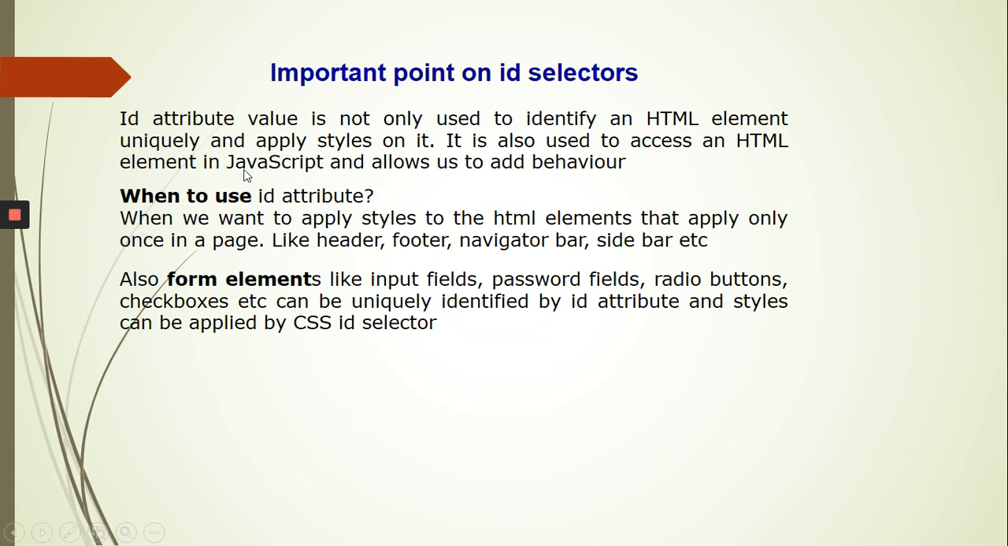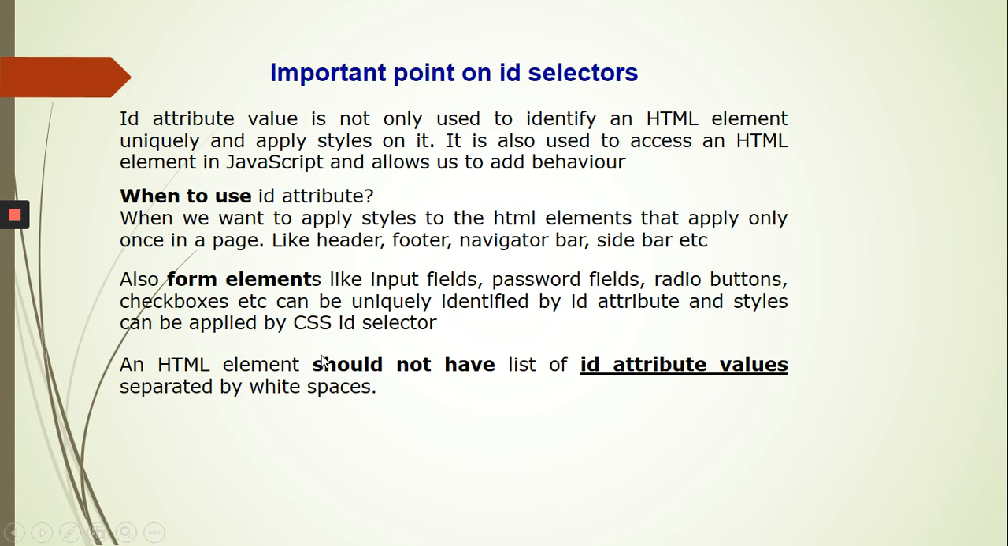So when should we use the ID attribute? Simple, when we want to uniquely identify elements. For example, when we want to apply styles to HTML elements that appear only once in a page. What appears once in a page? The header section, footer, navigation bar, sidebar. Form elements are uniquely identified, correct? Input field, password, radio button, checkboxes, we identify all of them uniquely. And when you want to identify elements uniquely, what will we do? We will use the ID attribute. So we can apply styles in that manner.